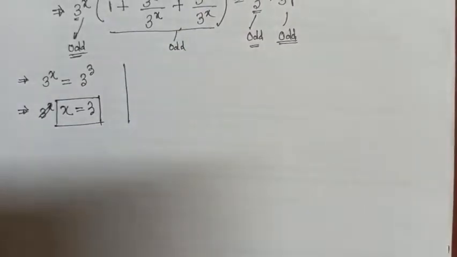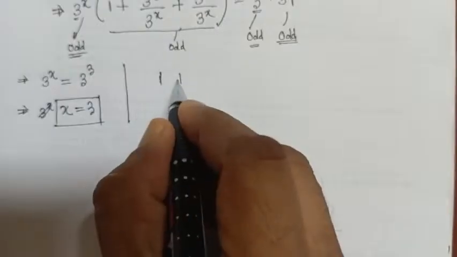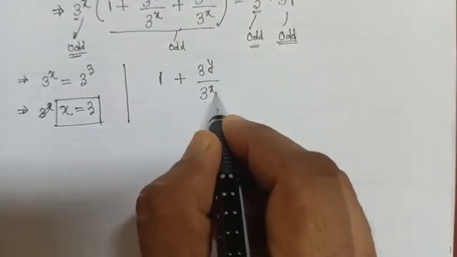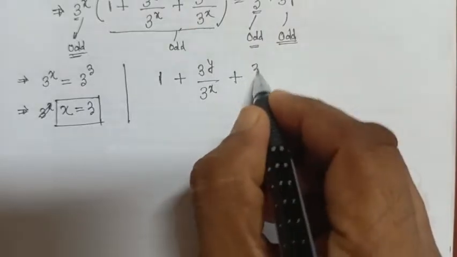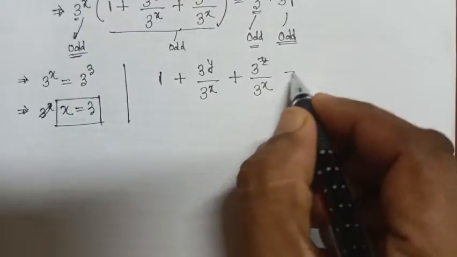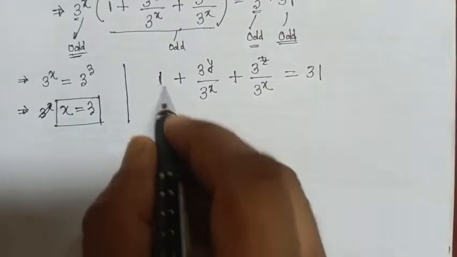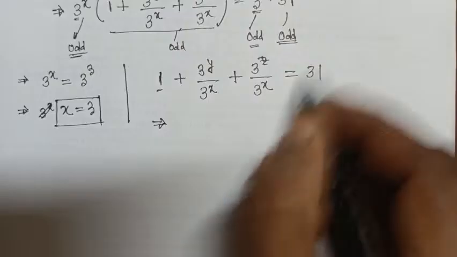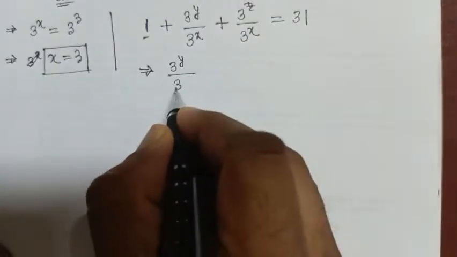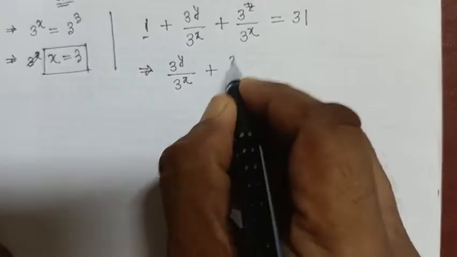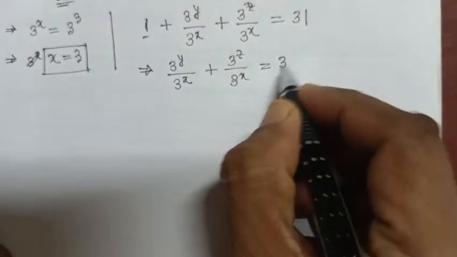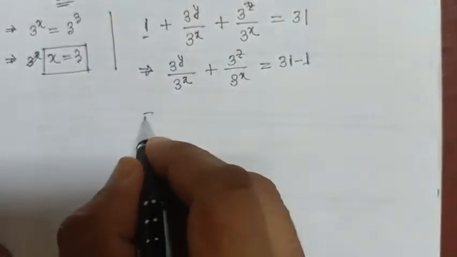Now again the other part should be 1 plus e to the power y by e to the power x plus e to the power z by e to the power x is equal to 31. Now if we move this 1 to the right hand side, we get e to the power y by e to the power x plus e to the power z by e to the power x is equal to 31 minus 1.